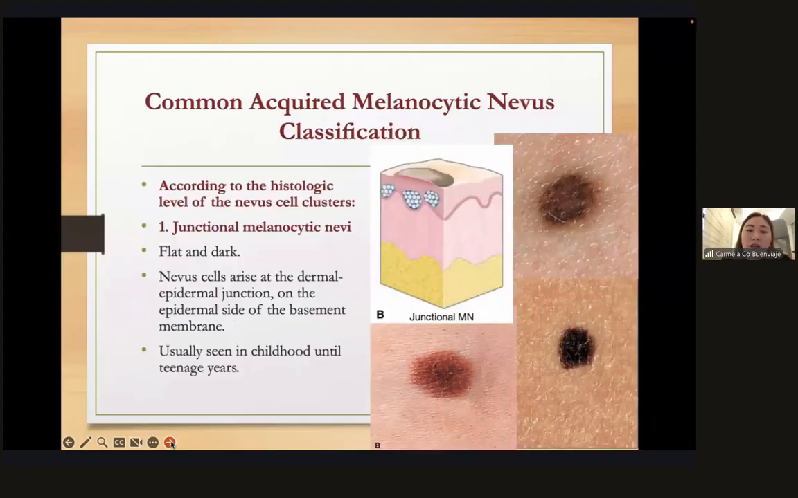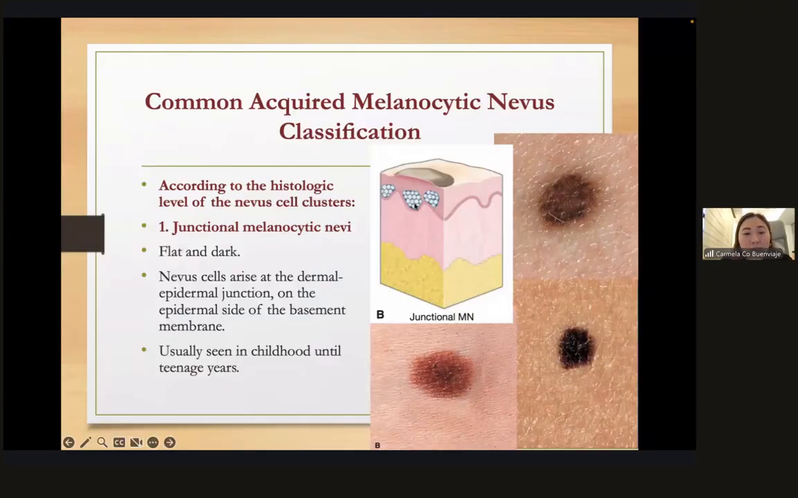So according to the histologic level of nevus cell clusters, these are the classifications of common acquired melanocytic nevi. So first group would be the junctional melanocytic nevi. So usually the nevi start as junctional. And then later it would change. So later I'll show you.